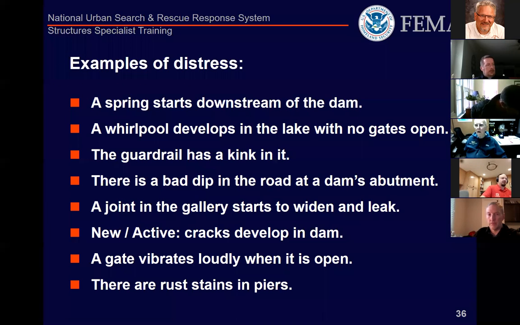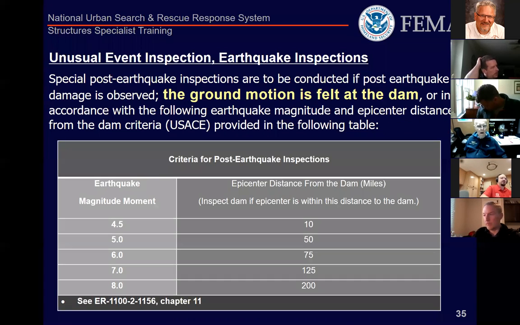What I will say on earthquake inspections before we move on is you have to be very careful on how you inspect these. I do these for our district, and if you don't go out by yourself, you can walk the dam, look at the structure, and take pictures.